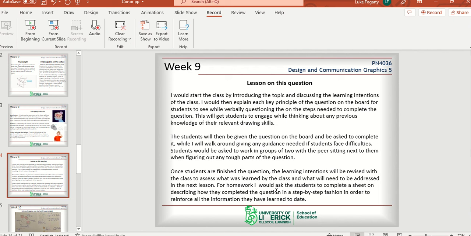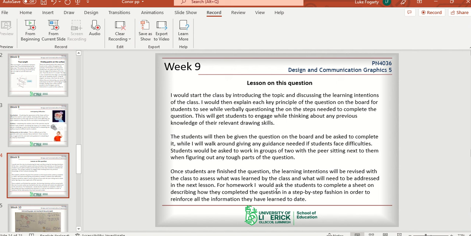I'd then give the question to the students, be there for any difficulties they face, give them some guidance. They'd be asked to work in pairs if they're struggling before they come to me to try and figure out from one another what's going on, and then they're learning from each other.